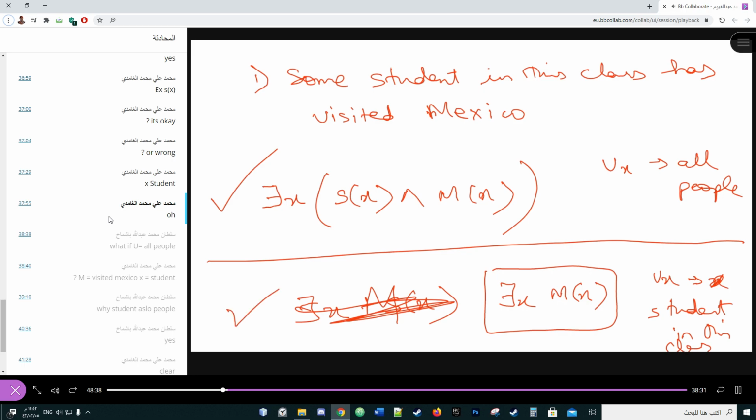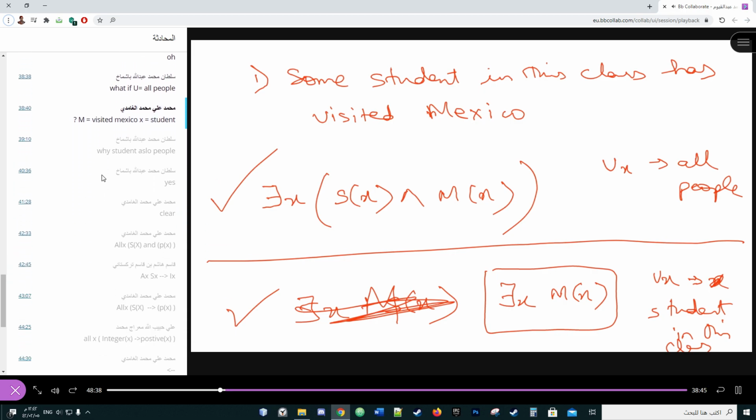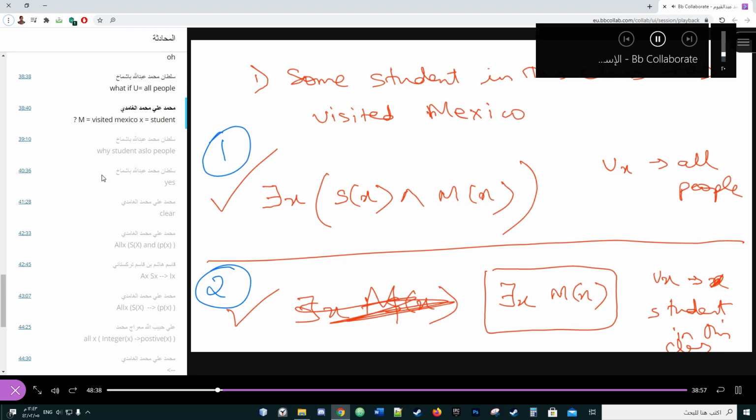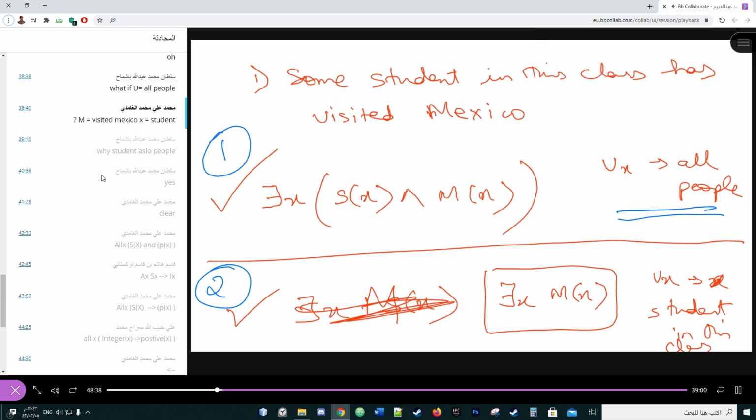The second one is also correct, depending on the domain. Okay, Muhammad Ali. If X is all people, we use solution number one. If the domain is all students in this class, the answer is number two. Okay, if you look, we have said all people, the domain, in the first case. Is that clear, Sultan?